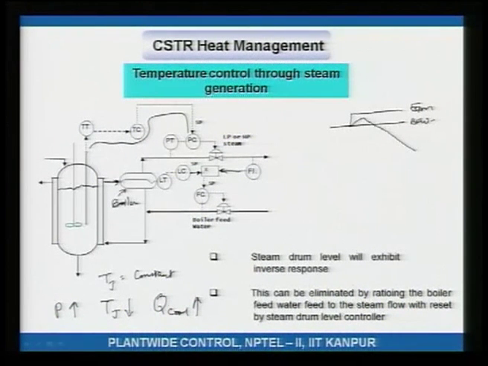Here is the comment: steam drum level will exhibit inverse response, that is what I have shown you. The inverse response does not get eliminated, please do not misunderstand. The boiler feed water going in the wrong direction because of the inverse response in the level is eliminated or mitigated by ratioing the boiler feed water to the steam flow. The inverse response is an inherent characteristic of the boiler, that will be there no matter what you do. All you are doing by ratioing is not confusing the direction of the boiler feed water response. All right.